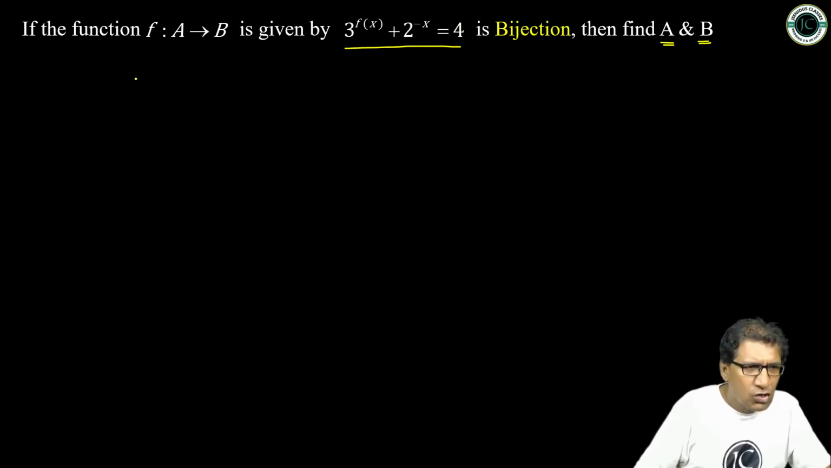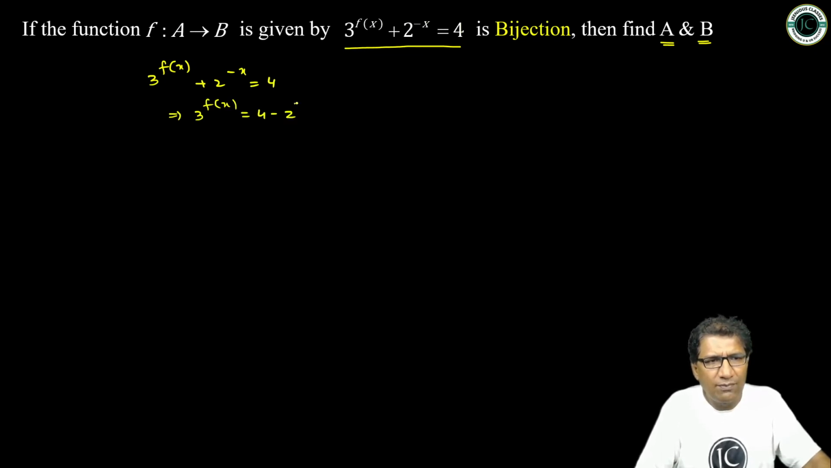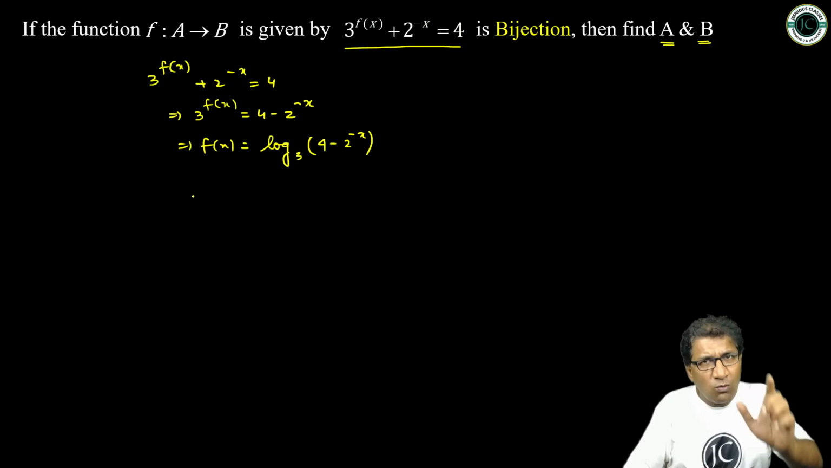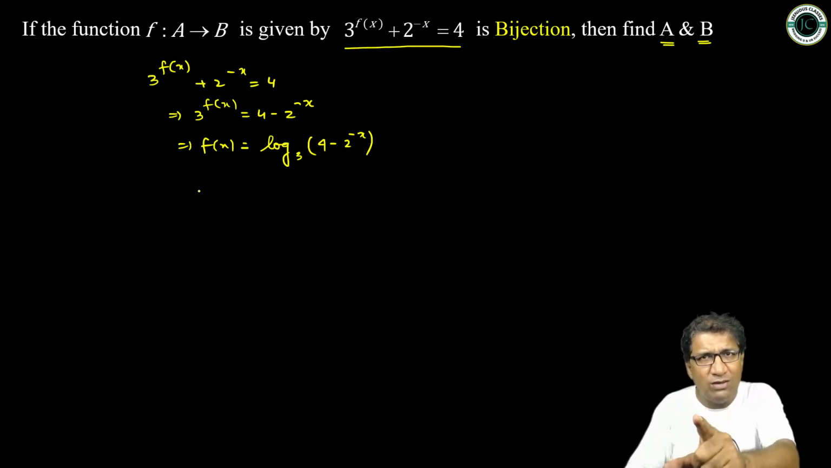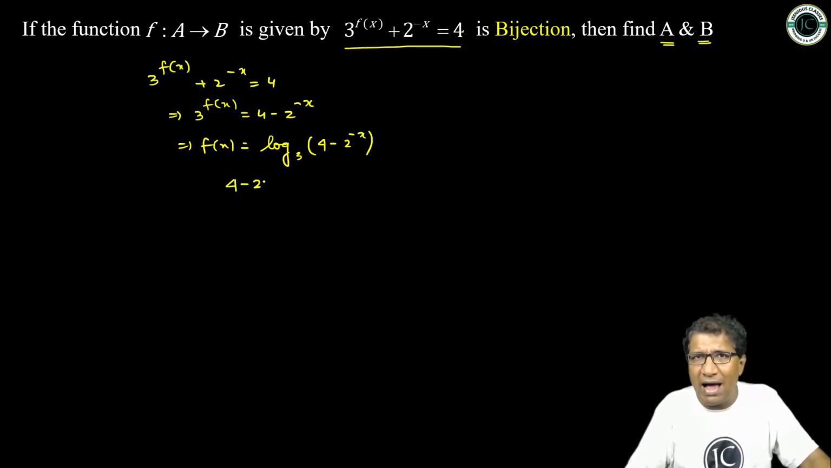That's it. So we have 3 to the power f(x) plus 2 to the power minus x is 4. So from here we can write f(x) is basically log base 3 of (4 minus 2 to the power minus x). Now to find the domain, first of all we have to find the values of x for which the function is defined. In this case, the function will be defined when 4 minus 2 to the power minus x is greater than 0.